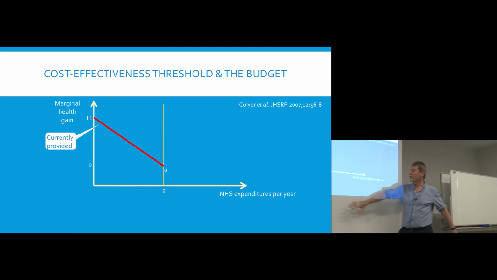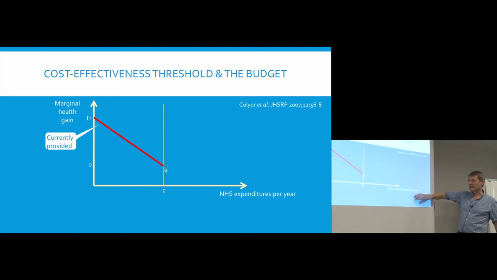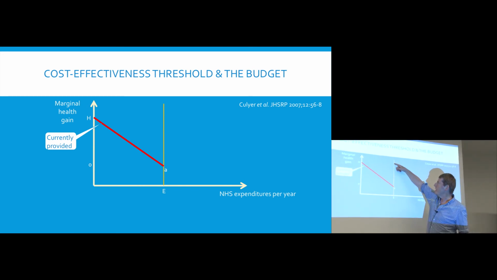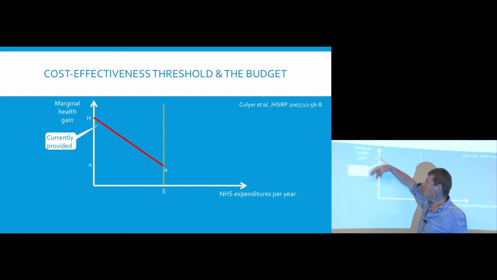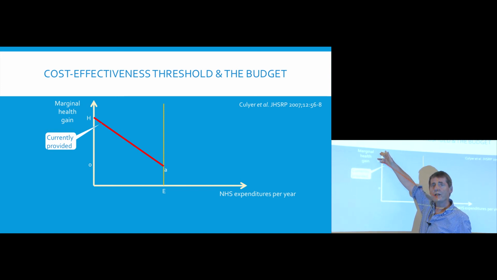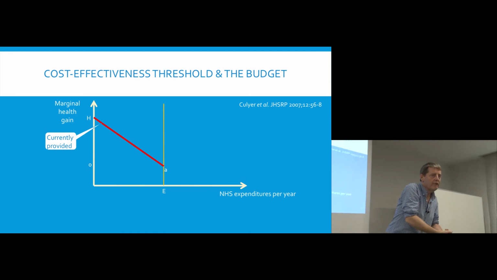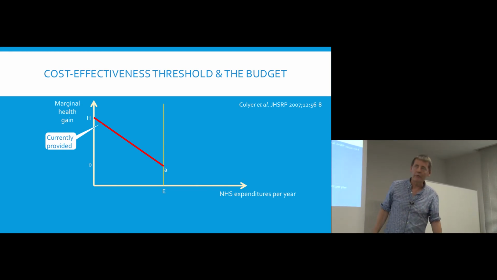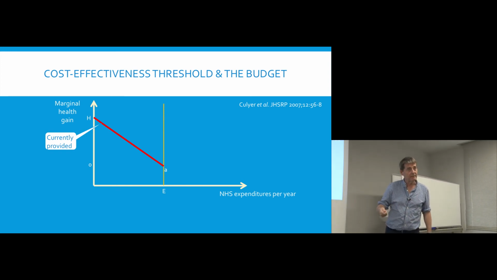So this is the amount of resource going into healthcare each year. And so just now, the budget is at this level E. And that's the total amount we're spending on healthcare. On the vertical, we're measuring marginal health gain. So what health benefit are we getting? Probably measured with QALYs. What health benefit are we getting from the money we're spending?